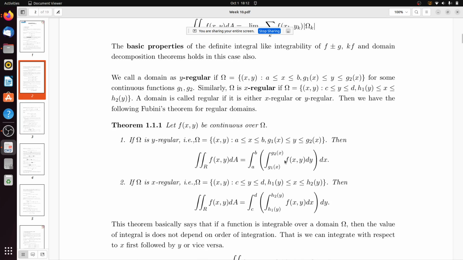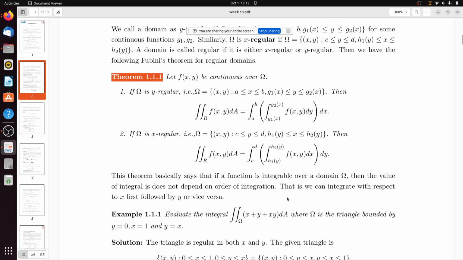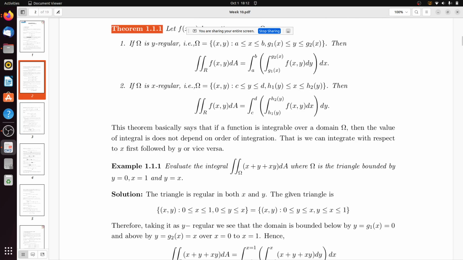There are some things that are not in your syllabus, you can just go through them. So the basic properties I will just discuss: like integration in a single variable, the double integral is also linear. That means if you integrate a linear combination of two functions, then that equals the sum of the individual integrations.